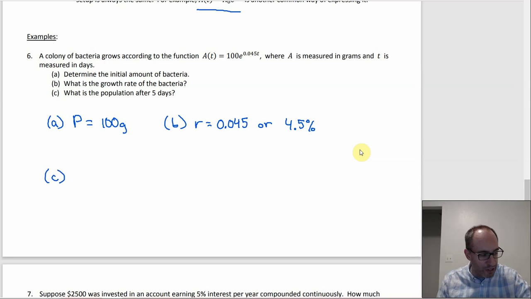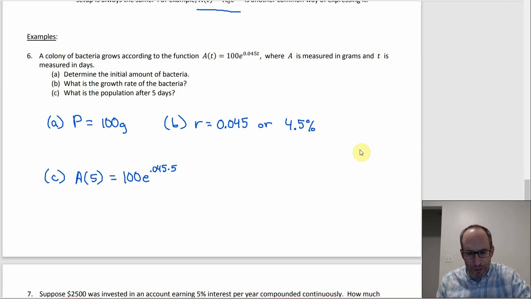And then C, what's the population after 5 days? For C, we're really just going to evaluate that function. It's saying if t is equal to 5, what's A, or what's A of 5? And then we can just sub in and say, well, that's 100 times e raised to the power of 0.045 times 5. But 0.045 times 5 is 0.225. So this is 100 e to the power of 0.225.